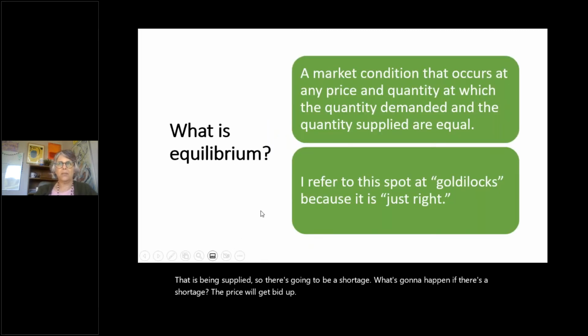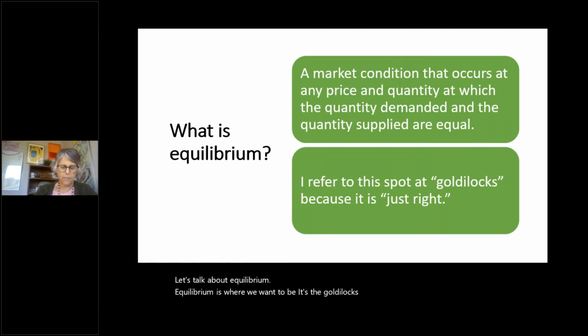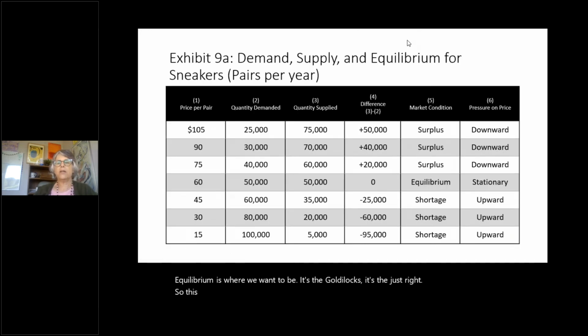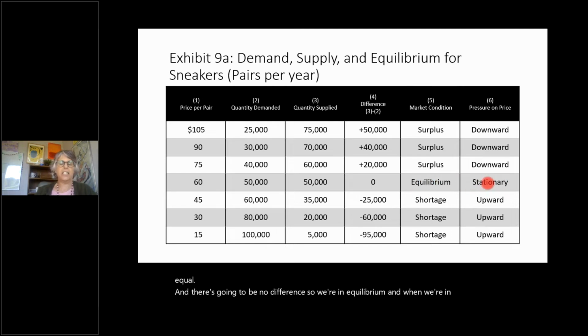Now let's talk about equilibrium. Equilibrium is where we want to be. It's the Goldilocks, it's the just right. This information is the information that we just had in those tables. You see, only at one place do we have the quantity supplied and the quantity demanded equal, and there's going to be no difference. So we're in equilibrium, and when we're in equilibrium, we're pretty much going to stay there.